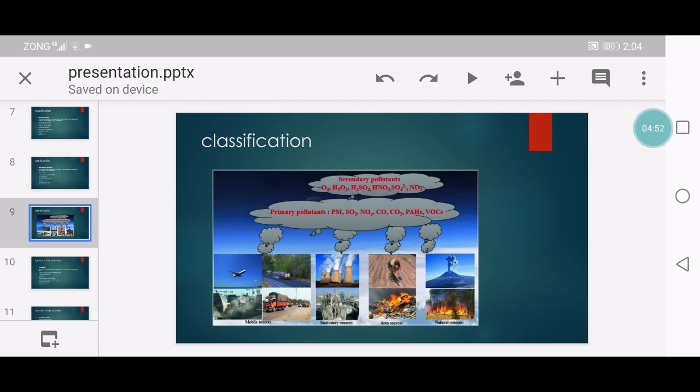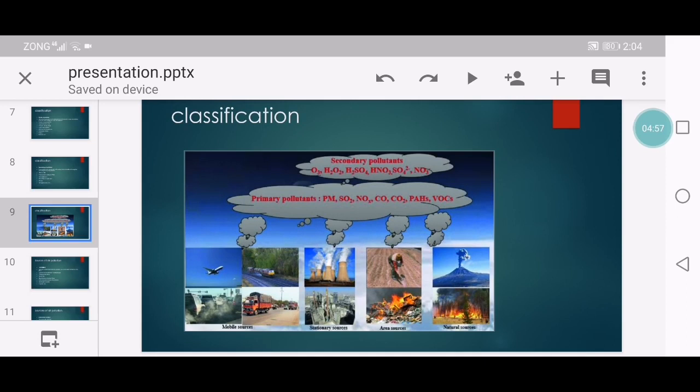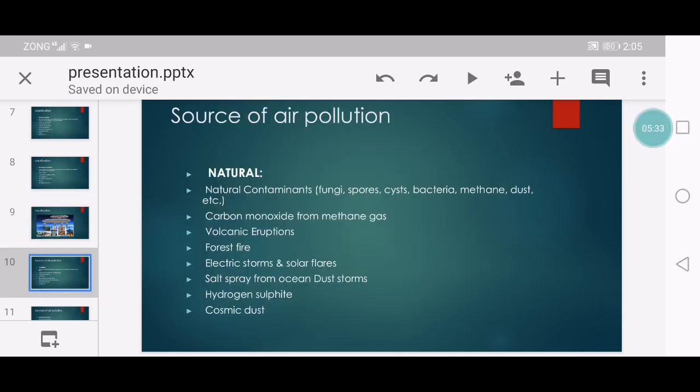Here we can see how primary pollutants are formed, like natural sources, area sources, stationary sources, and mobile sources that produce primary pollutants like sulfur dioxide, nitrogen dioxide, carbon monoxide, carbon dioxide, volcanic gases, that are converted into secondary pollutants by chemical reactions between two or more primary pollutants, like sulfuric acid, nitric acid, ozone. And then sources of air pollution.